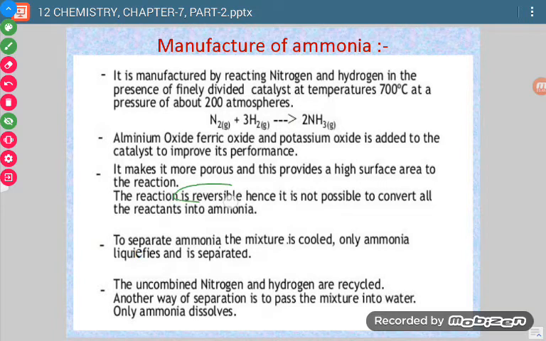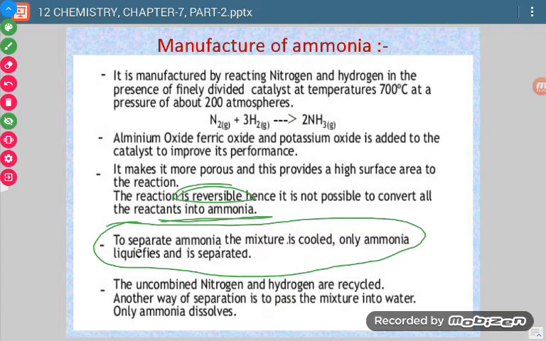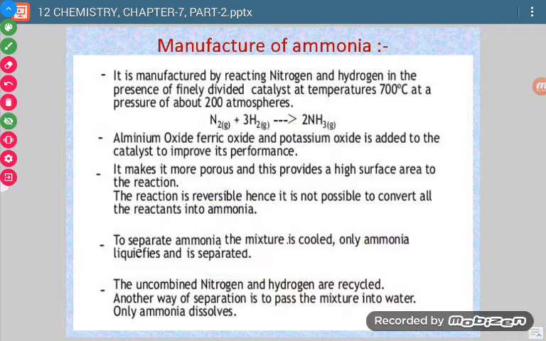Now this reaction is reversible. It means all of the reactants will not be converted into ammonia, but there will be some nitrogen and hydrogen also. Now when we want to separate ammonia, what is to be done? The mixture will be cooled. Ammonia will get liquefied and the other substances will remain in the gaseous state. So the nitrogen and hydrogen which have not combined will be recycled again. Again they will go through the whole process and change into ammonia.